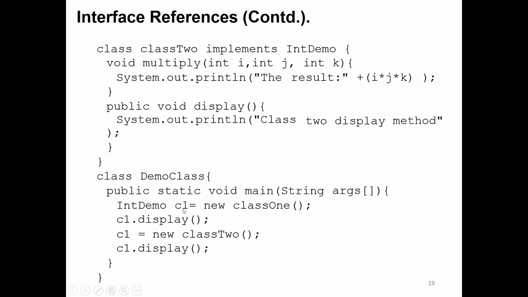So this is a parent, right? So this is a parent. Here I'm going to hold the child object. So in that case, c1.display invokes the method implementation which is part of class 1, and here c1.display is going to invoke the corresponding display method implementation of class 2. So you can also have an interface reference, and you can invoke the corresponding method of a particular class. So this is also a typical example of runtime polymorphism.